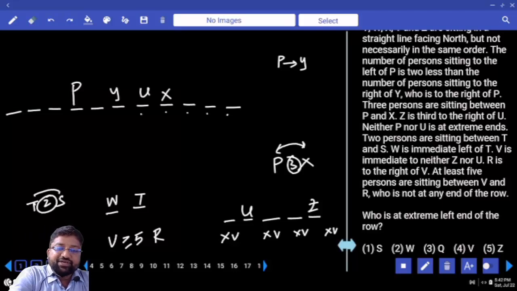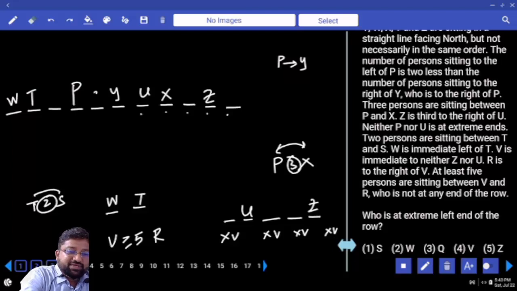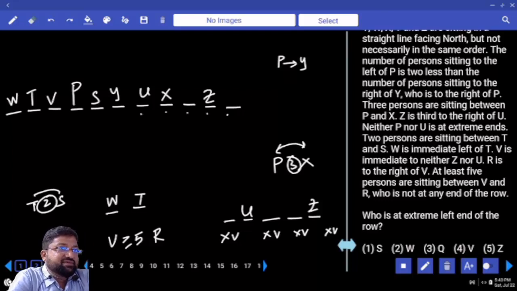Can I go for U here? And this can be Z. Sure, right? Let's talk. T and W. Where should I go for T and W? This is T, this is W. 2 persons between T and S. V is not an immediate neighbor of Z. Sure, this is V. More than how many people between?